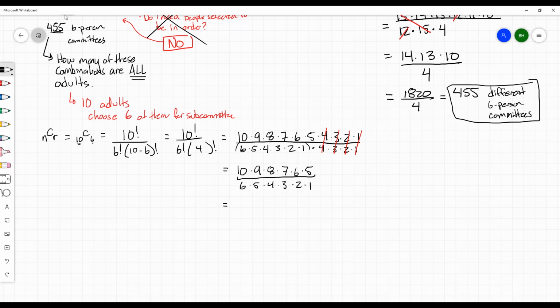So 10 times 9 is 90, times 8 is 720, times 7 is 5,040, times 6 times 5 gives me 151,200, divided by 6 times 5 times 4 times 3 times 2 times 1 is 720. I think I did the math on the top wrong. Let me double check. Divided by 720. Actually, this gives me 210 different ways that we can organize number of 6-person groups with all adults.